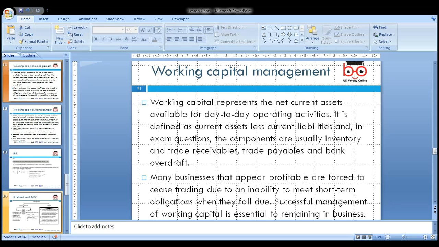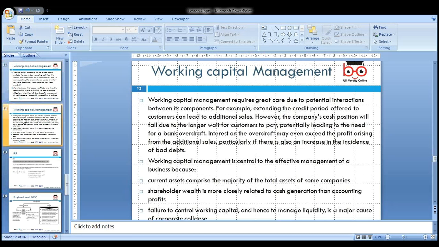It's not really in your exam, but if you have an exam question, the components are usually inventory, trade receivables, trade payables, and the bank overdraft. Many businesses cease to exist, despite their profit, due to the inability to meet their short-term obligations. So we always need to focus on the short term. Working capital is very important.